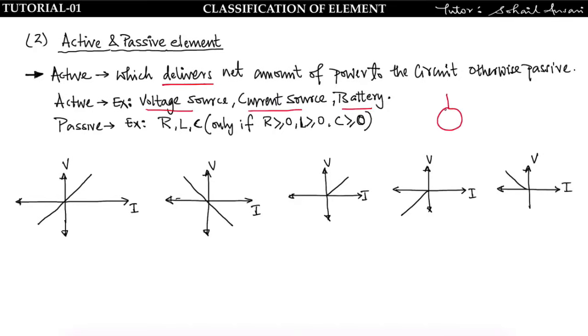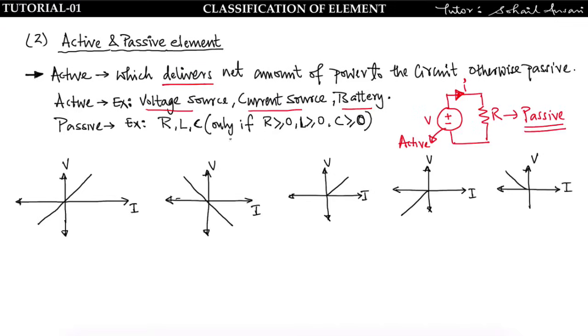Suppose I am connecting one voltage source having V magnitude and one load of R. That means the current will flow from the positive terminal of V to the load. That means it is delivering power to the load. So this is an active element and this is a passive element, because it is consuming or dissipating power, while the source is delivering power. So an active element is one which delivers a net amount of power to the circuit.